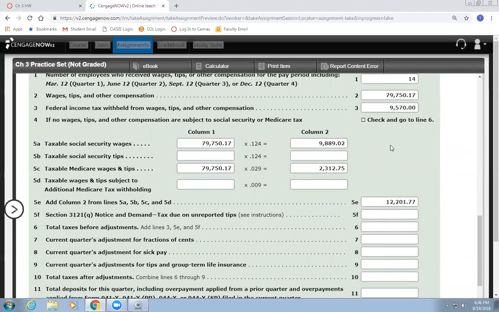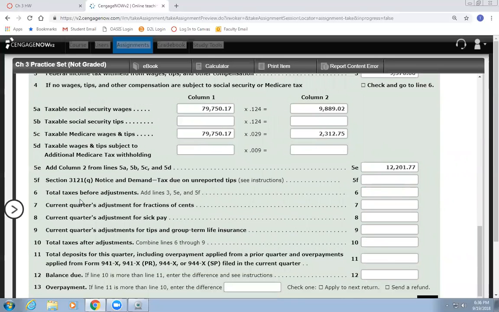$12,201.77. 5F talks about tax due on unreported tips. We do not have any tips, so we don't have to worry about that. Line 6 says total taxes before adjustments, and they gave us that.